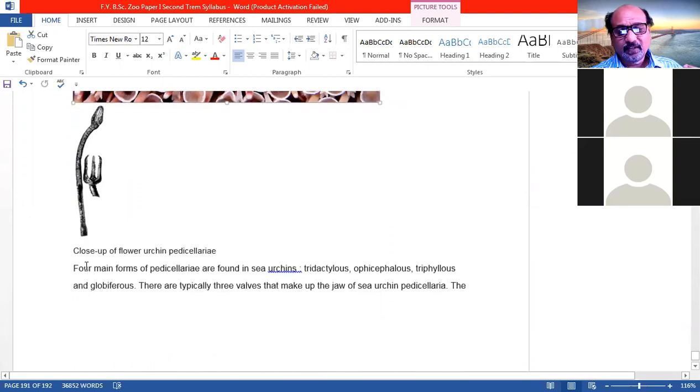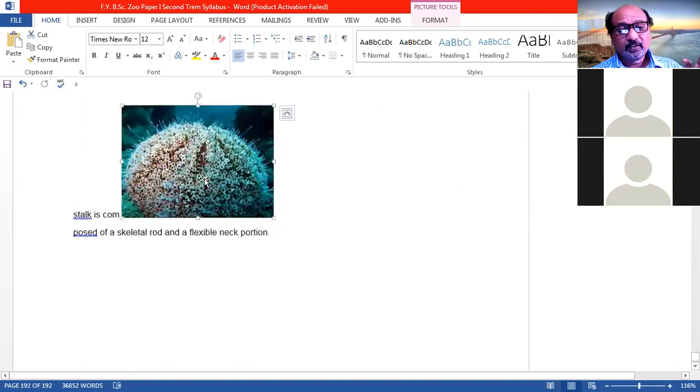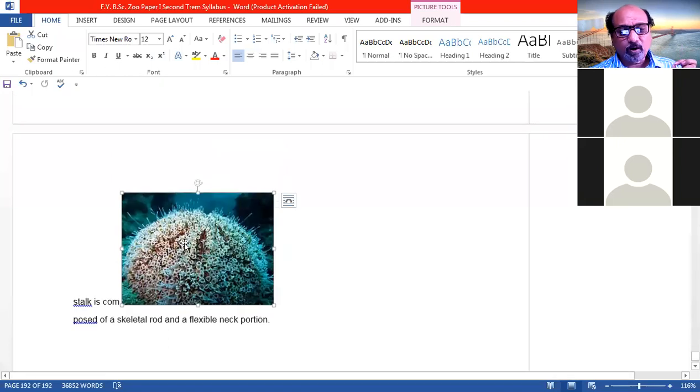Triradiate. Then this is the ophiocephalous, tridactyl, and globiferous. The globiferous and tridactyl are typically the three valves that make up the jaw in the sea urchin. So again, see the sea urchin having this stalked globiferous pedicellary. It looks like a ball-like structure, actually like a globe on the earth.